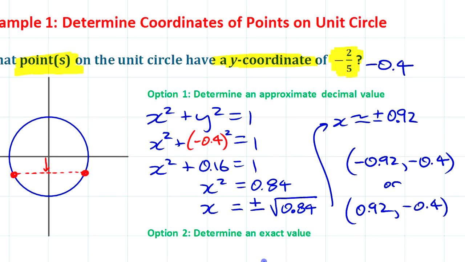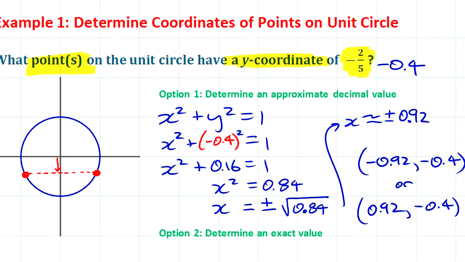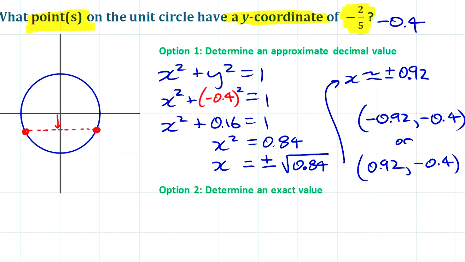We're going to also find exact values for that. Those are approximate values. If you need or want or just like exact values, we can work them out too by that same procedure, right? Instead, we're just going to work with the fractions here. At this point, when we had x squared plus y squared equals 1, we're going to sub in here negative 2/5 as a fraction instead.